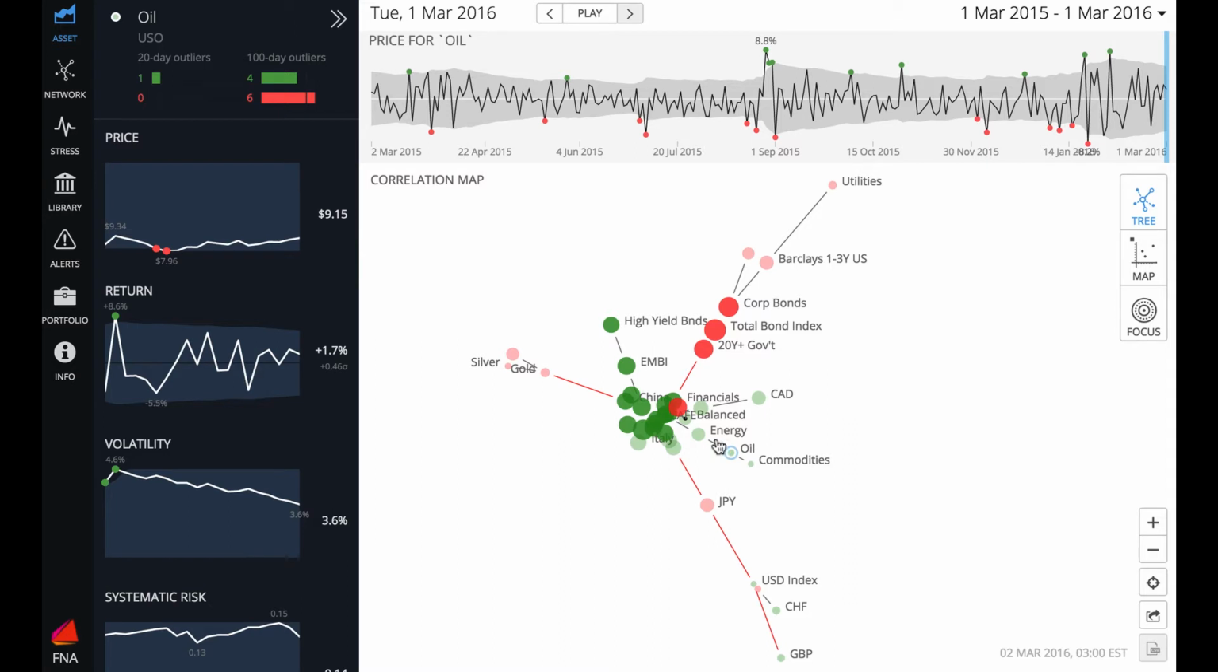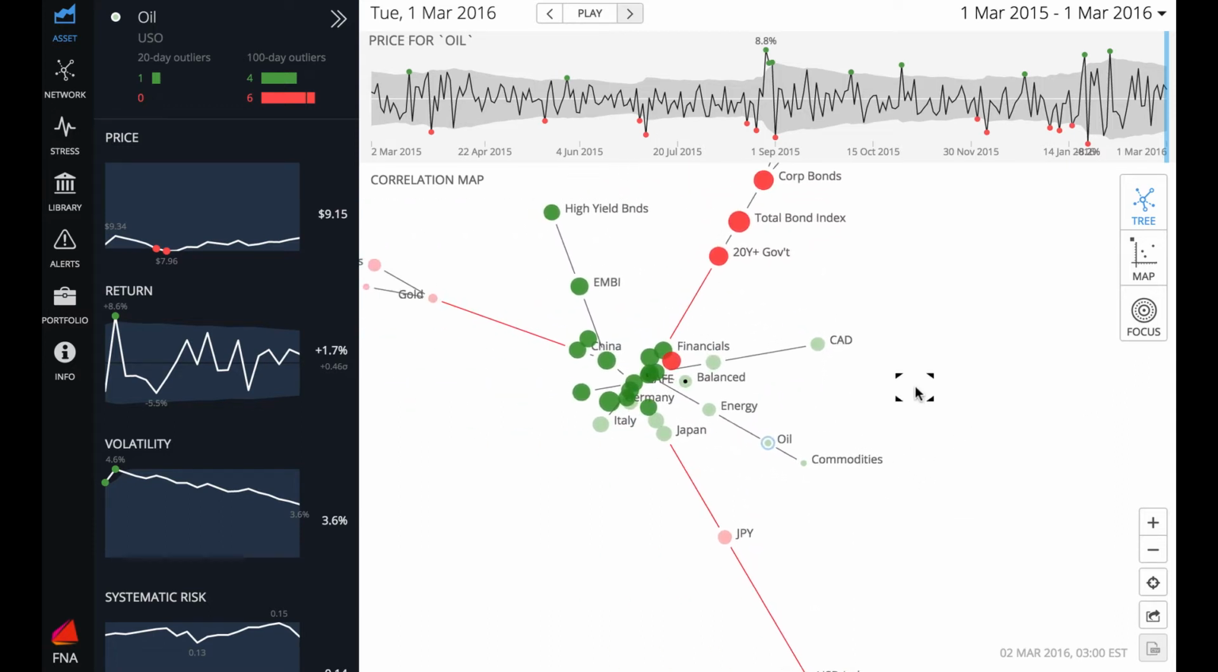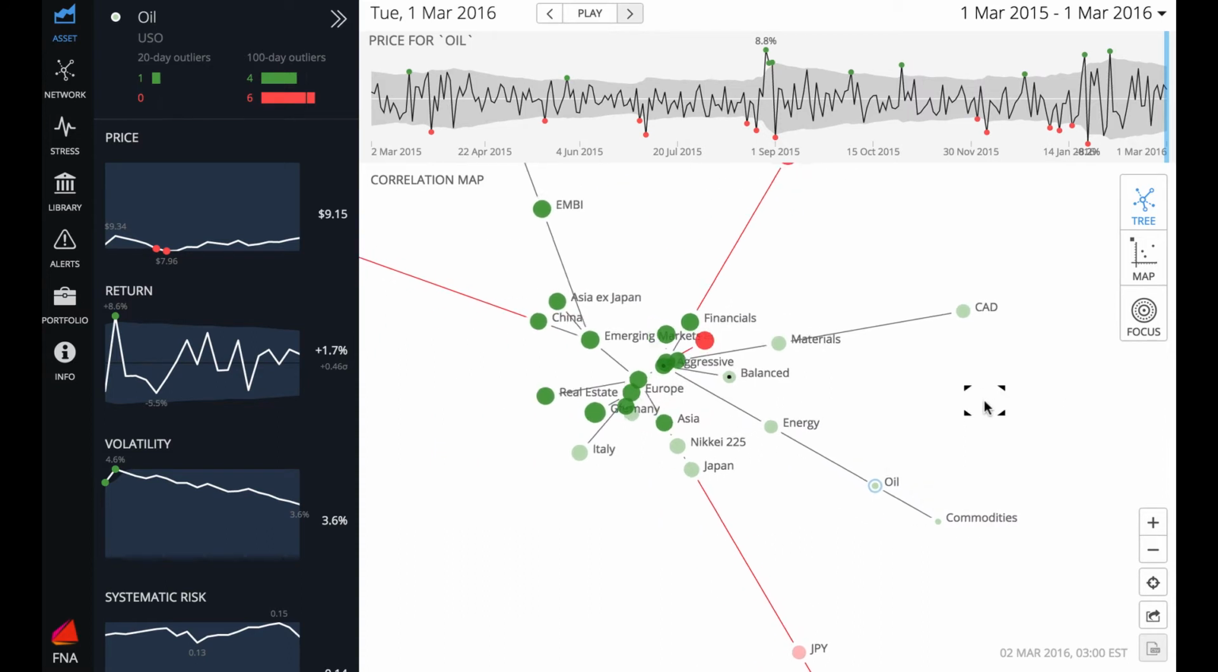The links are representative of correlations, so short links like between gold and commodities represent high correlations, that's at 0.9. Slightly longer links would represent lower correlation, like 0.83 correlation between oil and the energy sector. Let's reorganize this chart a little bit. First, let me zoom in.